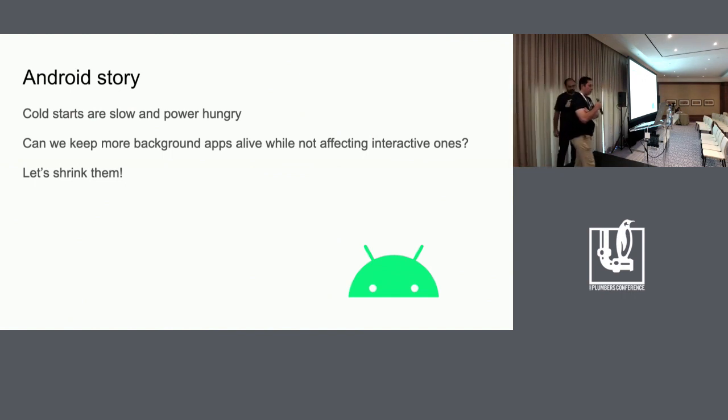Right, so on the Android side, as Shakeel said, we are trying to avoid cold starts, which is a restart from scratch. To do that, we need to make sure that we can keep more background applications alive while not impacting the interactive ones. So the idea is, how can we shrink the background ones which our user doesn't interact with right now?